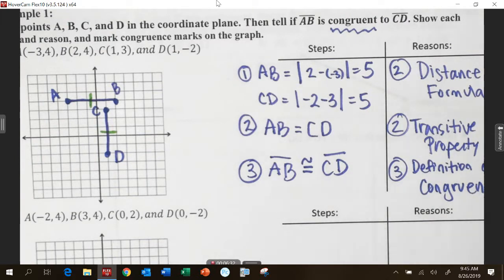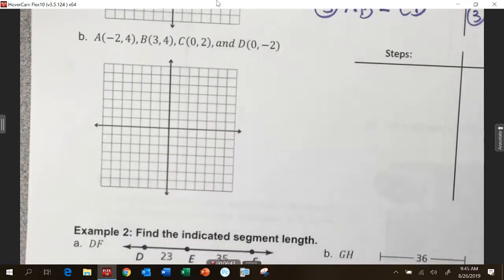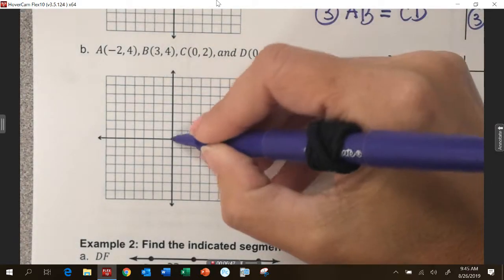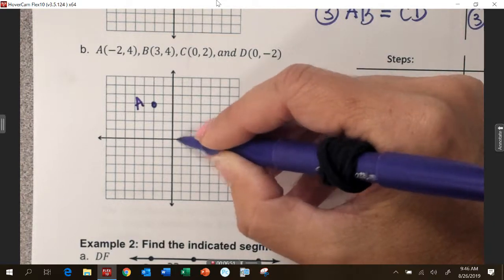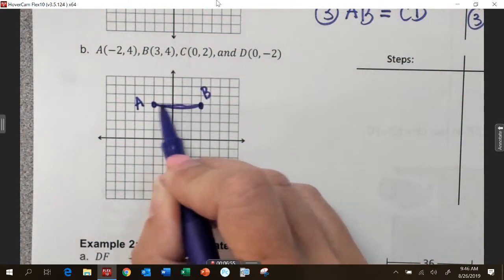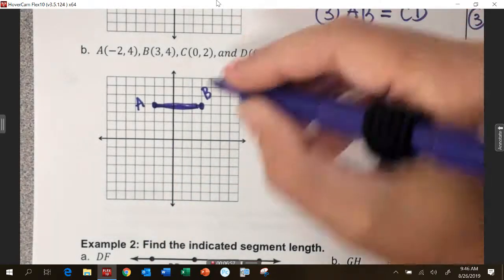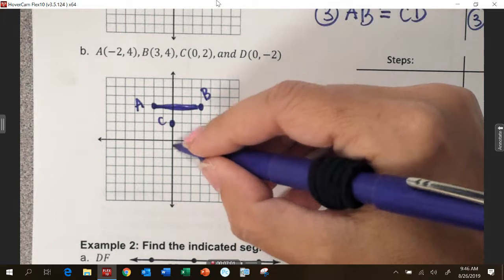So we're going to do this exact same thing a second time, but a different question. So where should we start? Yeah, graph them. Let's graph them. A is (-2, 4). B is (3, 4). Oh, that was a terrible line. C is (0, 2). D is (0, -2).